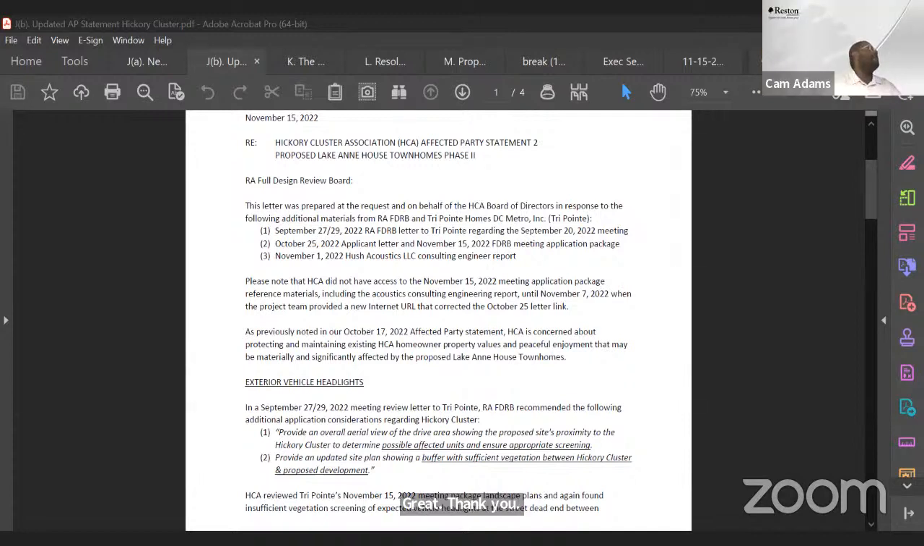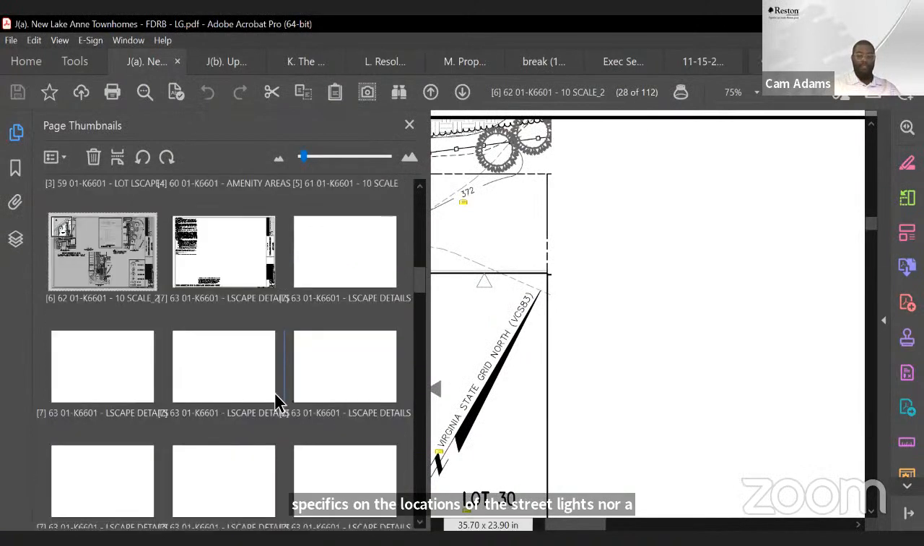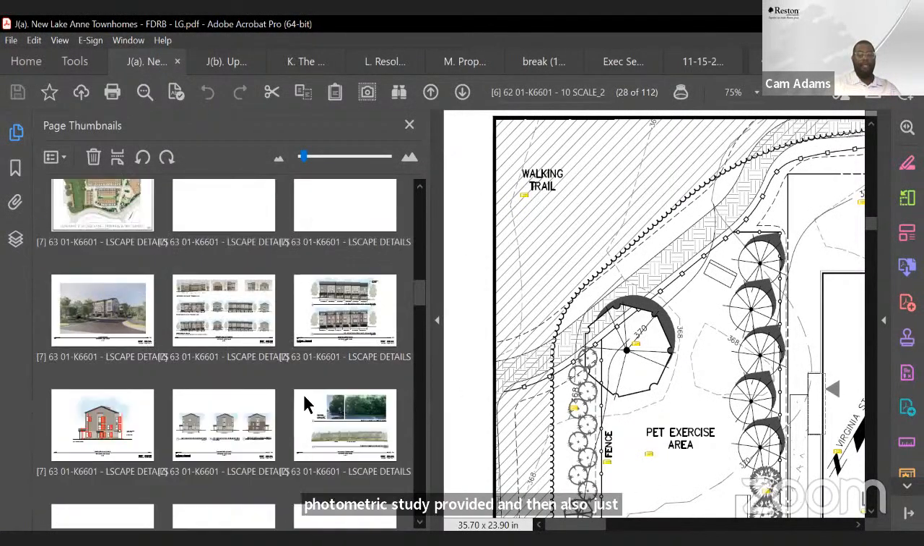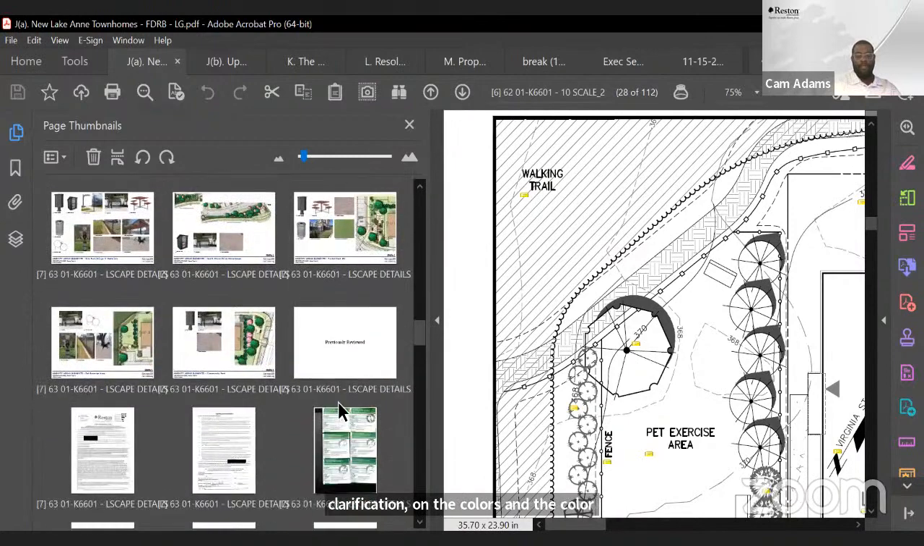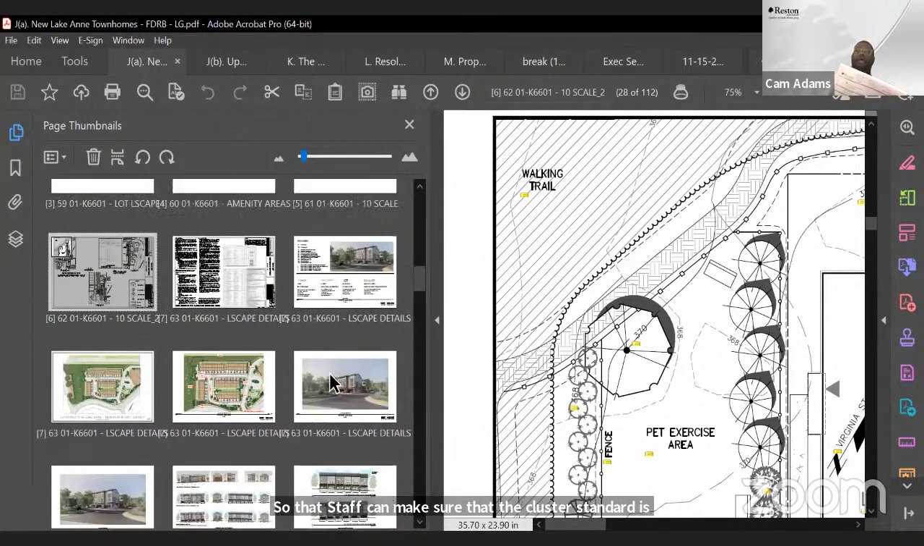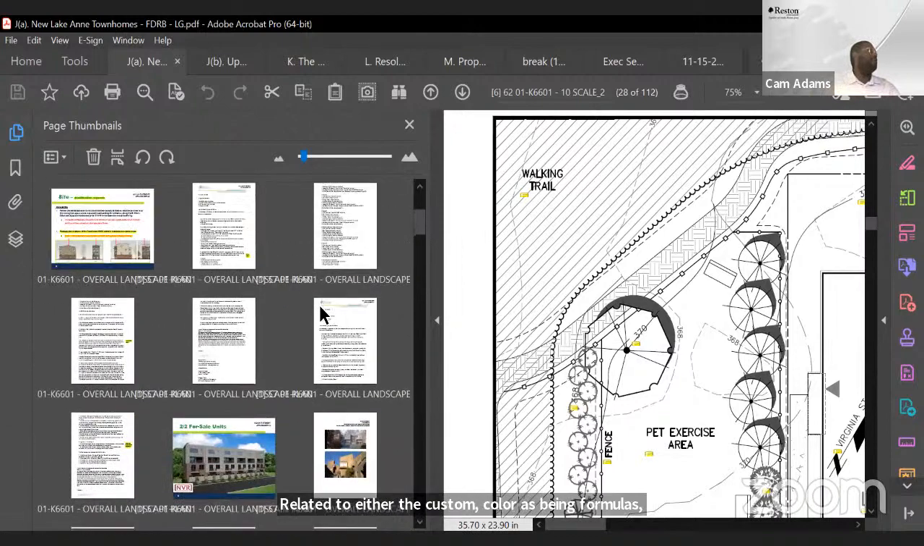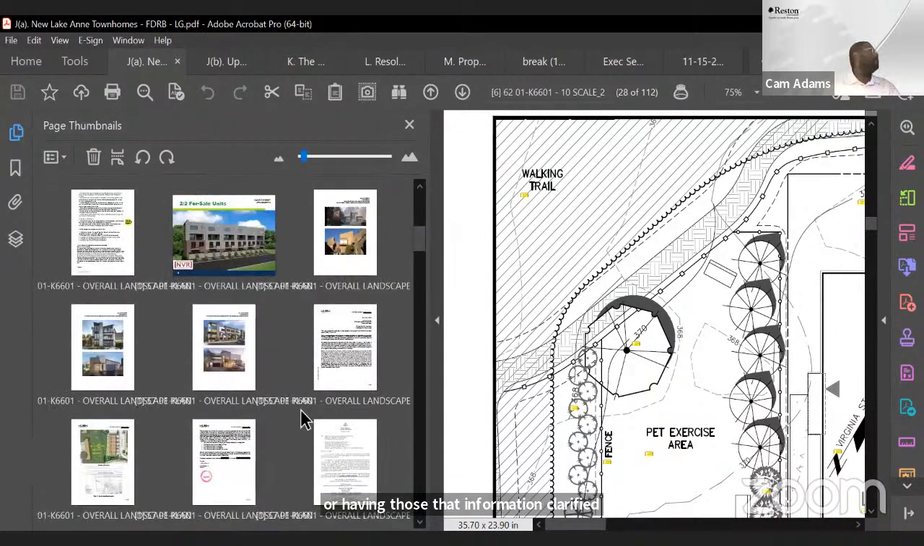Cam Adams on behalf of the Reston Association Board of Directors. I just wanted to add 2 points related to the streetlights. From what I could see, there weren't any specifics on the locations of the streetlights, nor a photometric study provided. And also clarification on the colors and the color palette so that staff can make sure that the cluster standard is as accurate as possible, related to either the custom colors being formulas or having that information clarified for us. That's it.